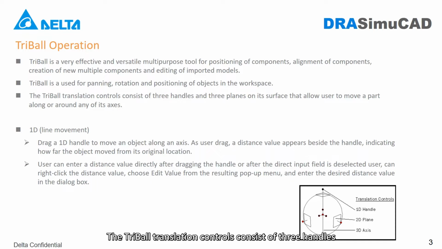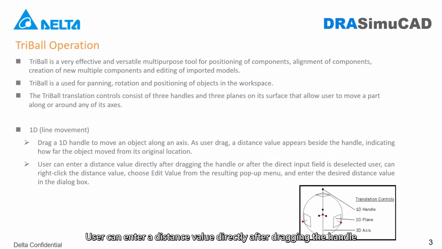The TriBall translation controls consist of 3 handles and 3 planes on its surface that allow the user to move a part along or around any of its axes. 1D line movement. Drag a 1D handle to move an object along an axis. As the user drags, a distance value appears beside the handle, indicating how far the object moved from its original location.